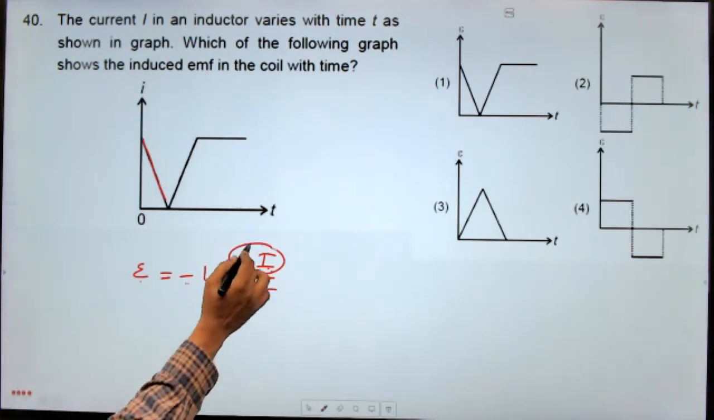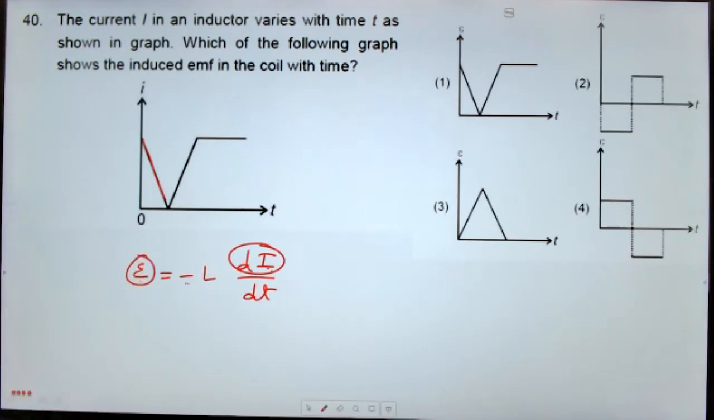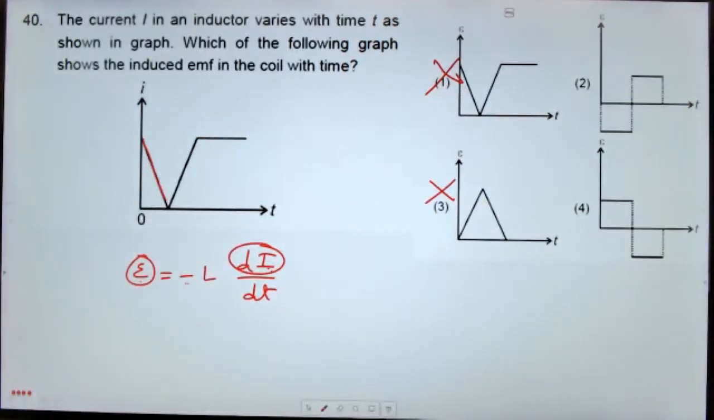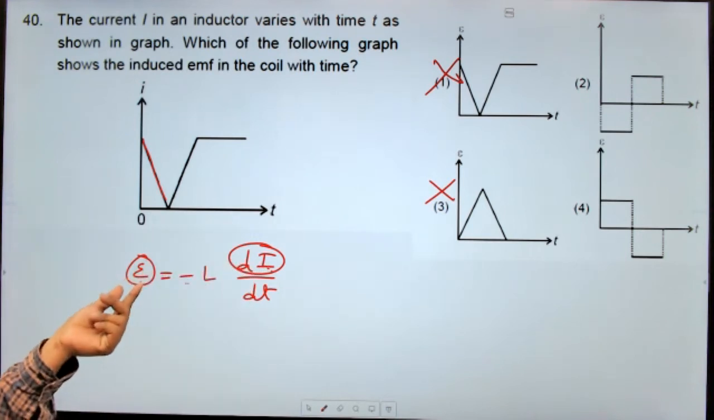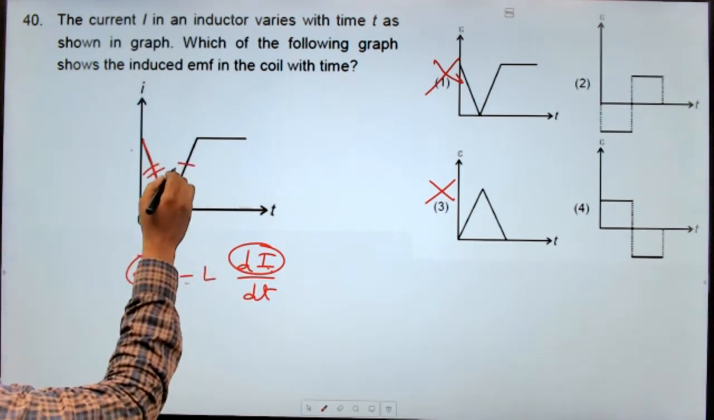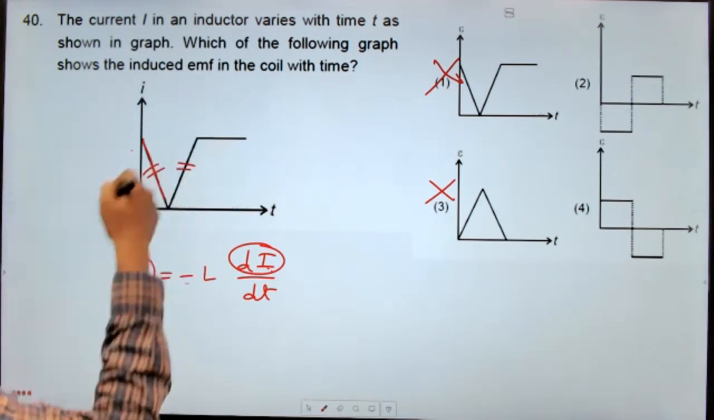So current decreasing means EMF needs to increase or it should be constant. If there is any change, then only EMF is there. So decreasing and increasing options are incorrect. Next, if there is any change, then only EMF is there. So here is the change. In the first part change is there, the second part is increasing.